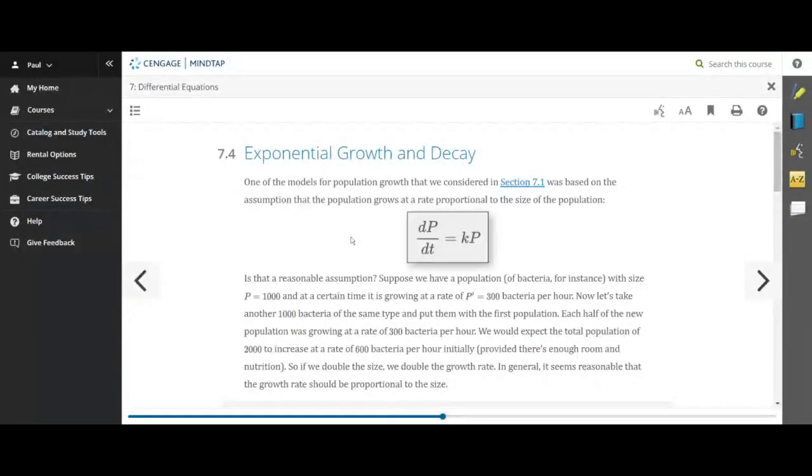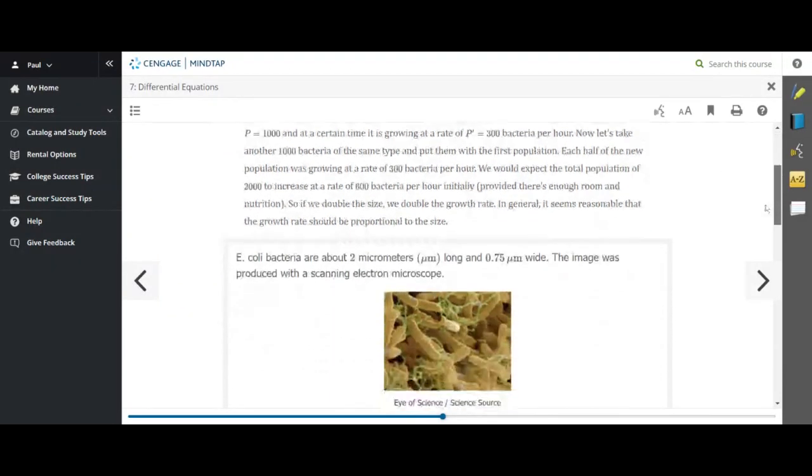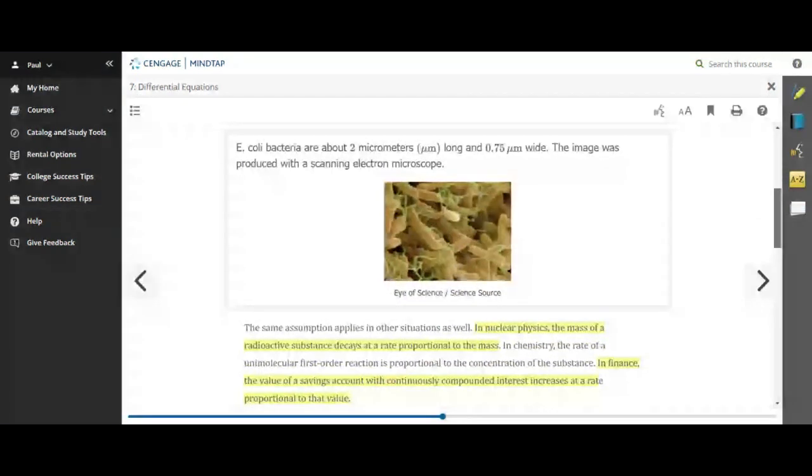Okay, so this is section 7.4, and the growth models are where the growth rate is proportional to the size of the population. So you can use P instead of y, for instance. And you know, there's E. coli right there. That's what they look like.